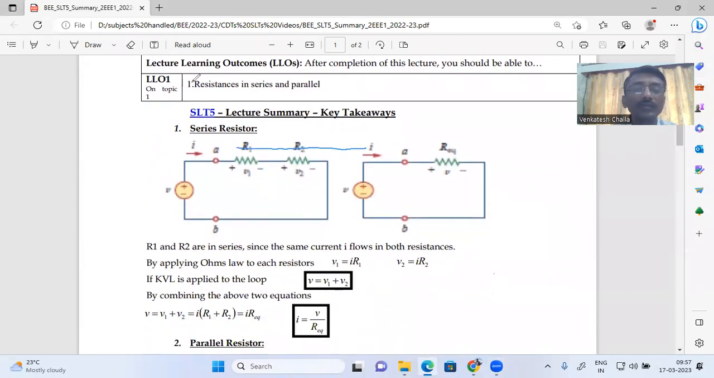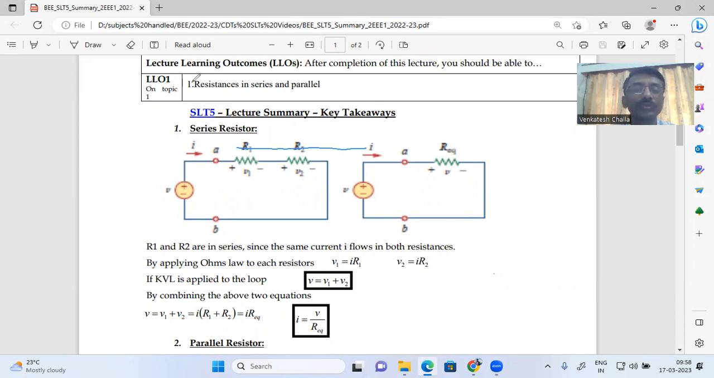See, the resistors are assumed to be connected in series when the end of one resistor is connected to the starting terminal of the other, so that the same current flows through both the resistances. Let us say current I is flowing through the two resistors. Even though the current is the same, because of different resistors, the voltage developed across these resistors will be different.